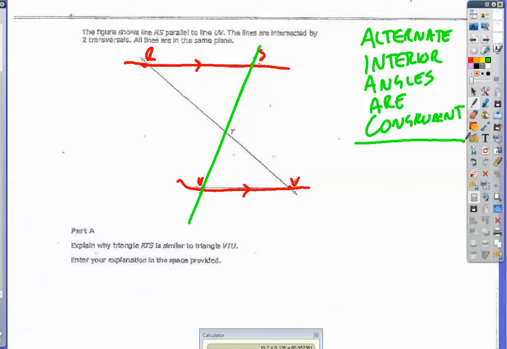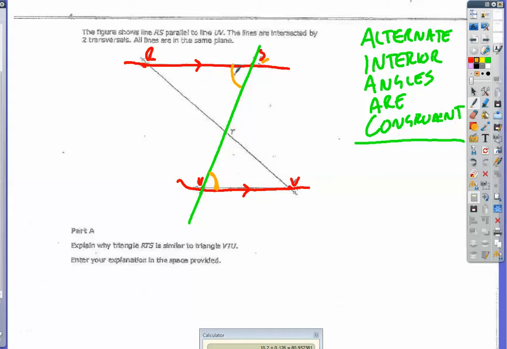So let's take a look at this. What does that mean? Alternate, well, what is the alternate to this angle? It's not angle S. It is angle TSR, remembering that the vertex has to be in the middle. So I could have said RST as long as that vertex is in the middle of my letters, okay? So these are alternate angles, and they are inside the parallel lines. Therefore, they are congruent.